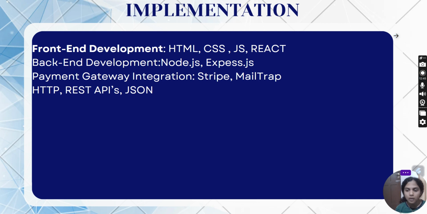This is the implementation part of what I've used in the development of this particular food delivery website. In front-end development, I've used HTML, CSS, JavaScript, and React. Backend development includes Node.js and Express.js. For payment gateway integration, we've used Stripe and Mailtrap. And apart from that, we've used HTTP, REST APIs, and JSON for smooth functioning of the overall website.